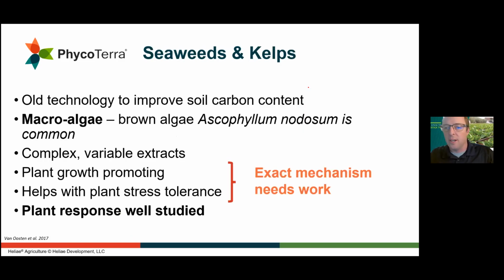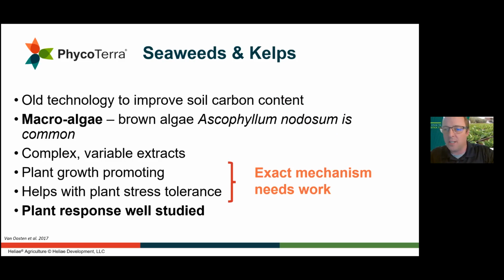Seaweeds and kelps. This is an old technology. We've been using seaweeds and kelps for thousands of years on the coasts of northern France and in that area. And so it's macroalgae. I showed you microalgae earlier, the little cells. That's the PhycoTerra. Macroalgae, of course, Ascophyllum nodosum is commonly on the seaweed product labels.